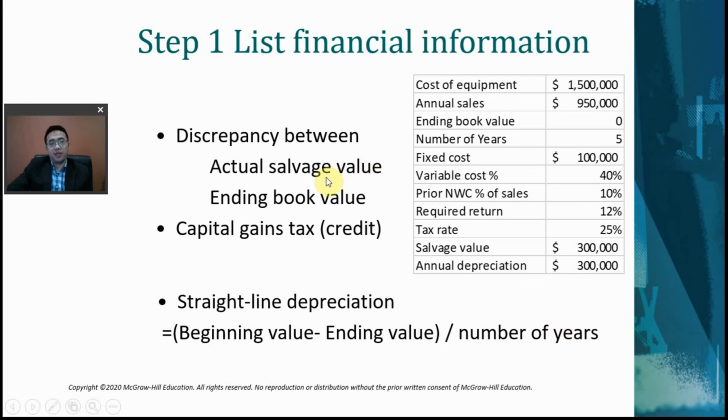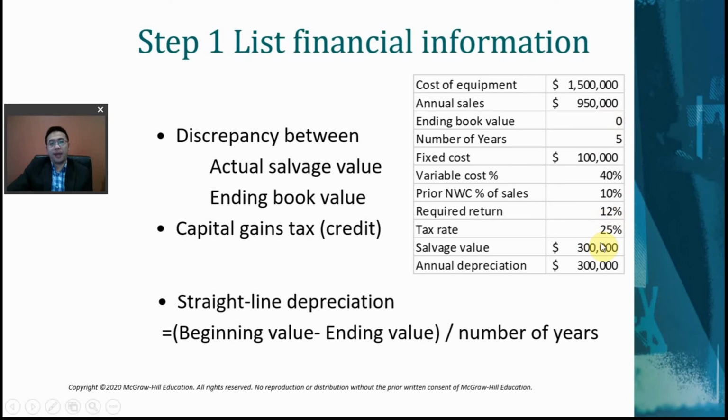And you should also realize there is a difference between this ending book value and the actual salvage value of 300,000, 20% of the 1.5 million. So when the company reports to the IRS, they say that on the books, this machine will be worth nothing, $0.